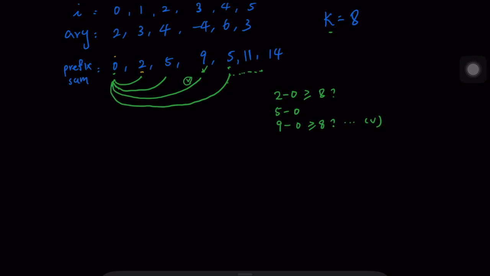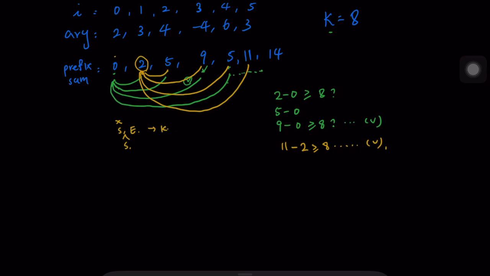So let's move to the 2 here. Let's check 2 and 5. The difference between 5 and 2 is 3. It's smaller than 8, so that is not a solution. Then 2 and 9 is 7. It is still smaller than 8, so that is also not a solution. And then we can check 2 and 11, and that is 9. So 11 minus 2 is greater than 8. So that is also one of the possible solutions.